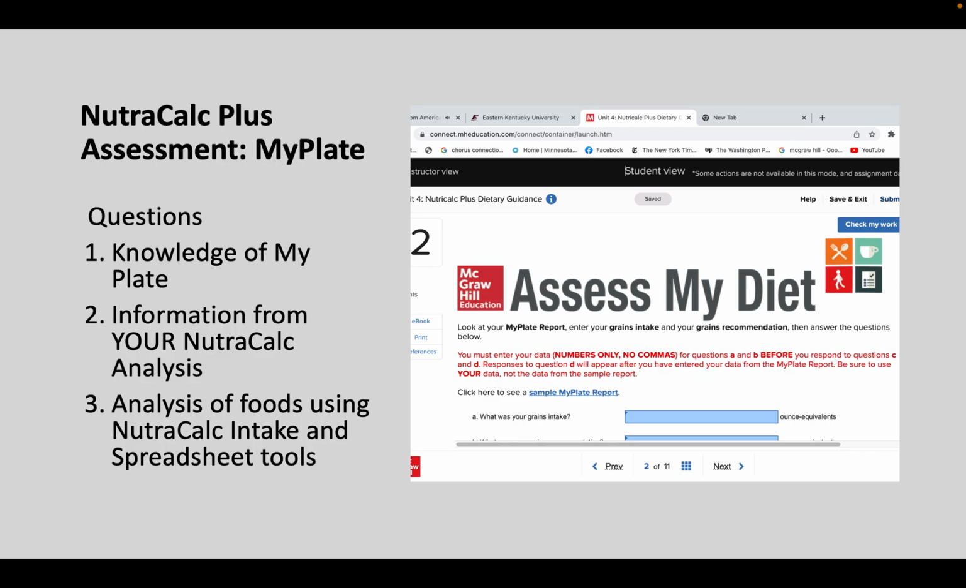A new type of assignment that we have for Unit 4 is the NutriCalc Plus assessment. You've already completed your NutriCalc personal analysis. Now you get to use that information for an assignment. This one is about MyPlate. Note that there are 3 types of questions in the assessment: knowledge of MyPlate, information that you get from your NutriCalc analysis, and an analysis of foods using the NutriCalc intake and spreadsheet capabilities.